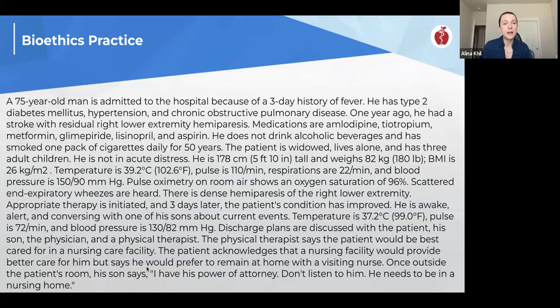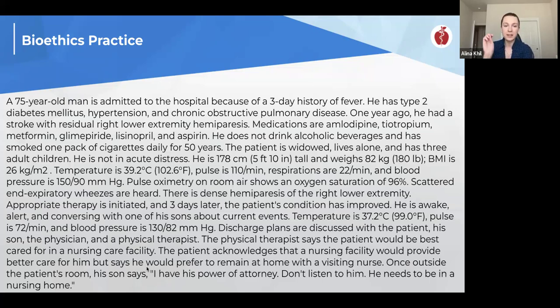So here we have a 75-year-old man who's admitted to the hospital because of a 3-day history of fever. He has type 2 diabetes, hypertension, and COPD. 1 year ago, he had a stroke with residual right lower extremity hemiparesis. They have a list of his medications here.